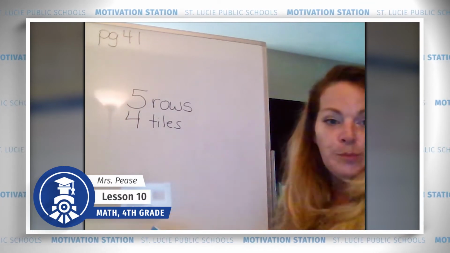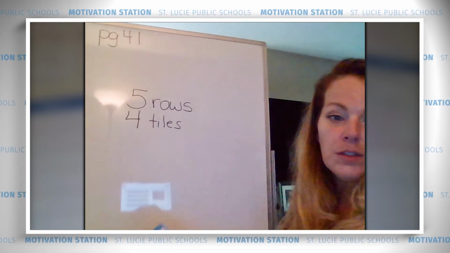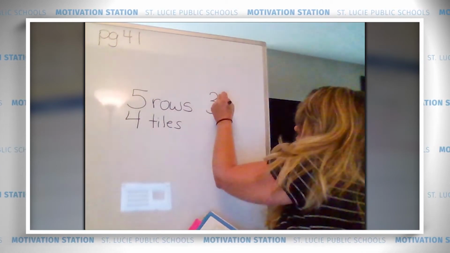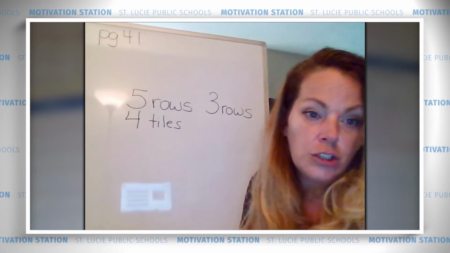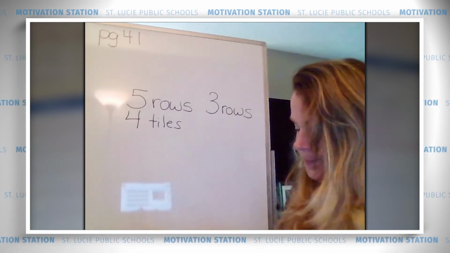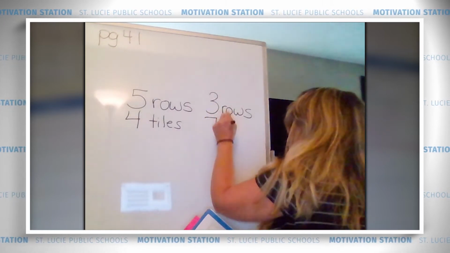Okay, and then we have another picture right next to it. We're going to look at that one. How many rows? There are 3 rows with how many in each? Go ahead and count those up. 7 tiles in a row.